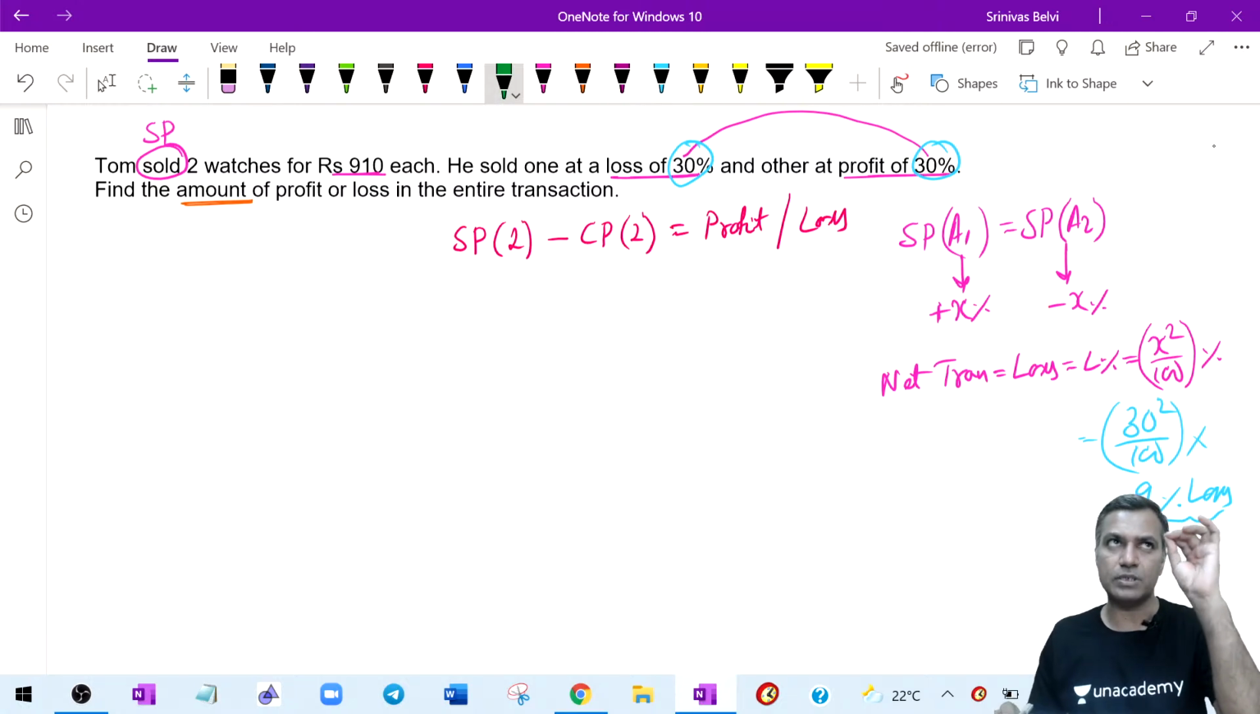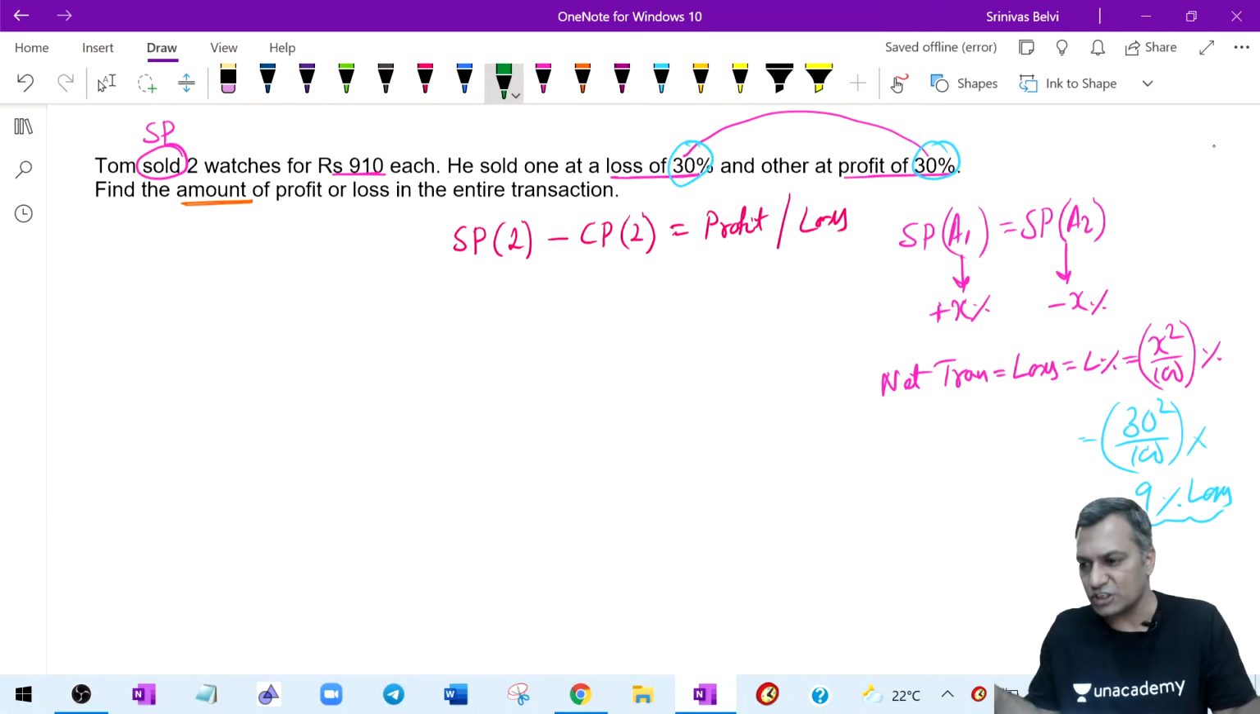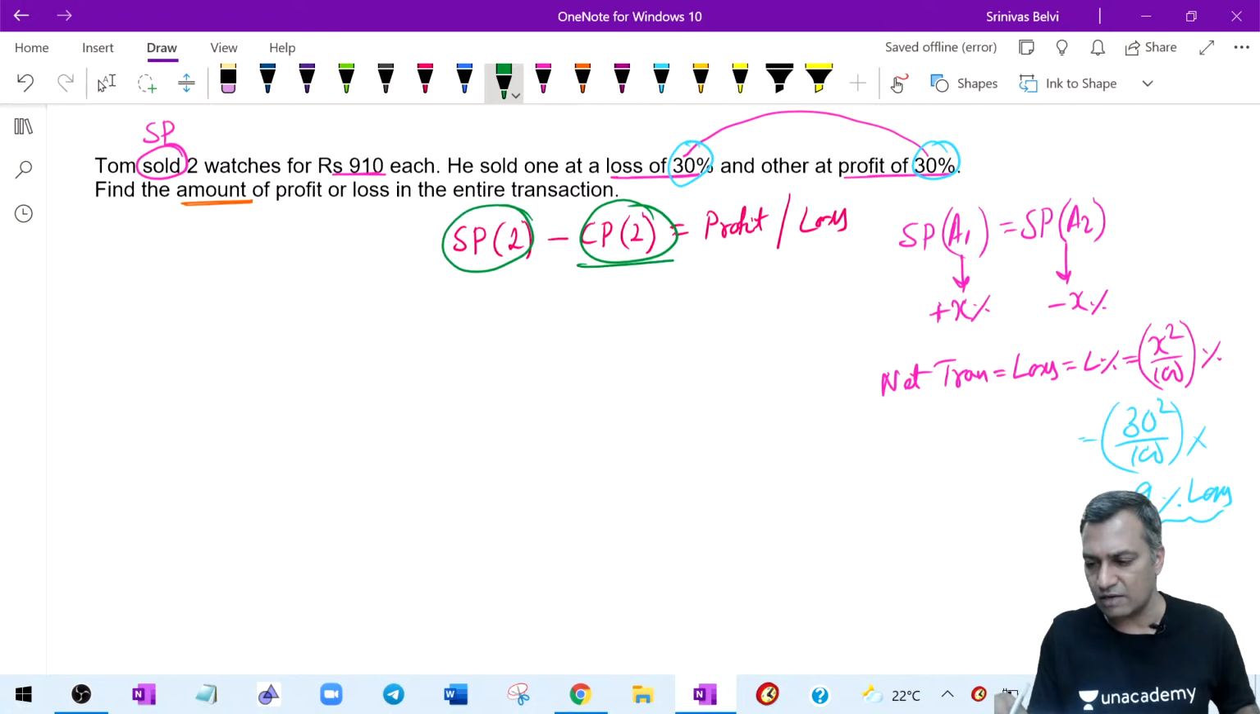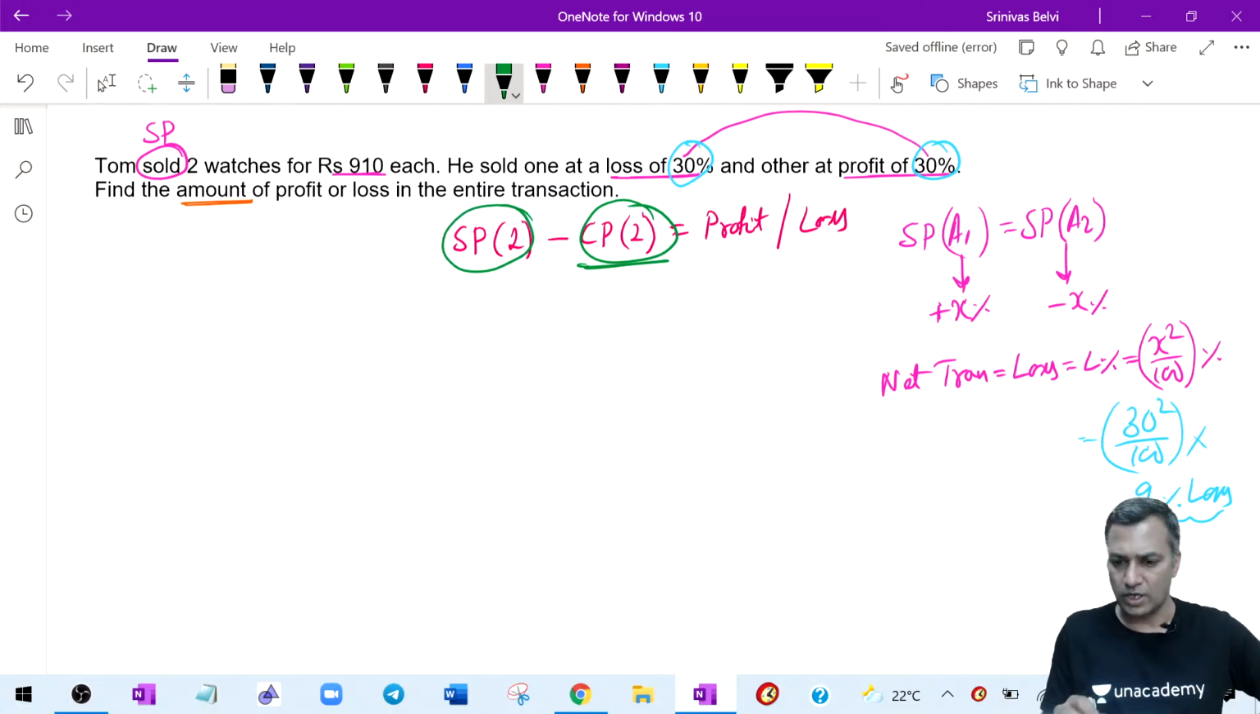The 9% loss is on what? On the cost price. Now combine both the articles together. I can use the selling price of both the articles. Therefore, I can directly get the cost price of two articles. All right, so I will take the cost price of both articles put together.